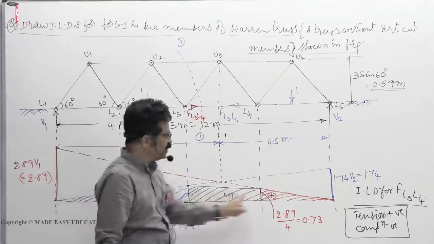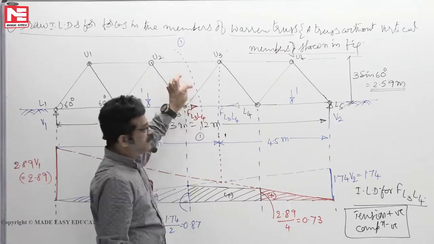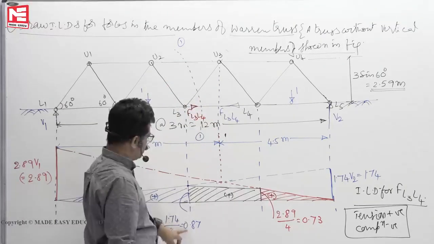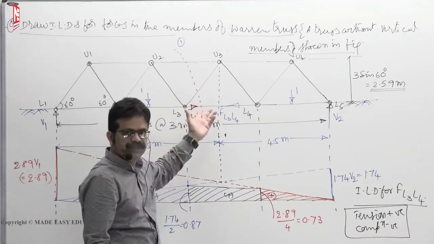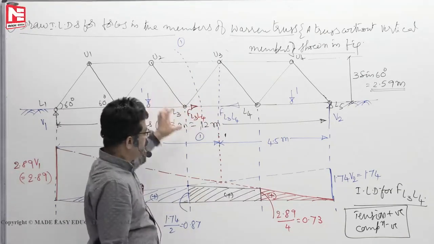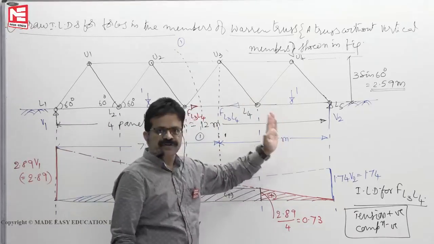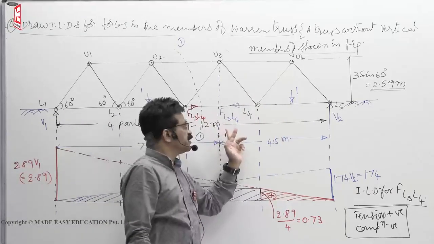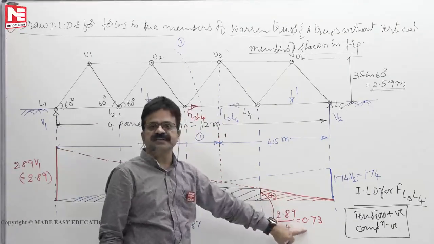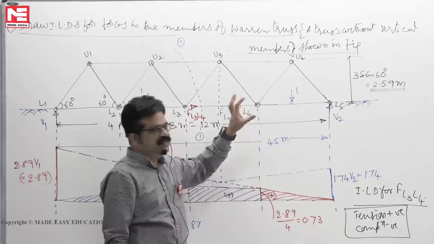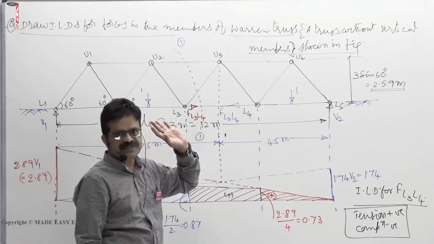Now you see, this diagram tells you that for all positions of unit load, force in the member L3, L4 is everywhere tension only. When the load comes to L3, its influence on L3, L4 is 87%. 0.87 into, say, a 10 kilonewton load moving, so 10 into 0.87. If the load comes to L4, its influence on L3, L4 is again tension, but only 73%. So 10 into 0.73, that means 7.3 kilonewton is the tensile force in this member.